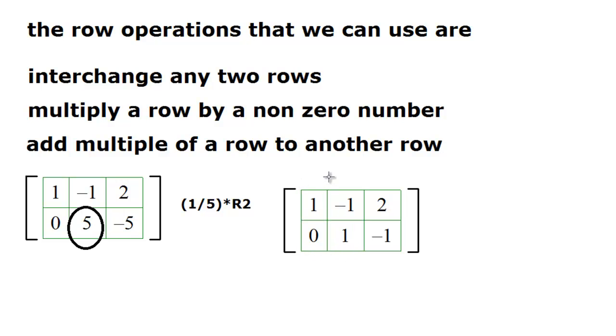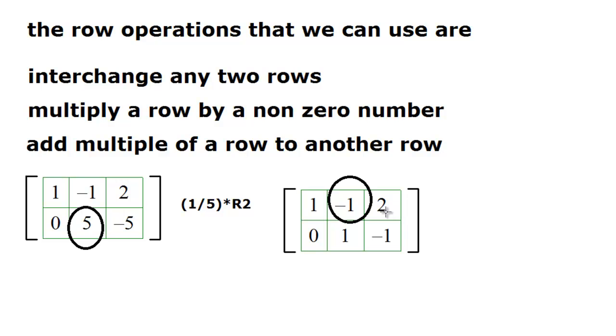Now our next strategy is what? To obtain a 0 here. So how do we obtain a 0 here? Of course, interchange is not going to help. This is not going to give us a 0. Now notice this. If I add this row with the second row, what am I going to get? 1 plus 0 is 1. Negative 1 plus 1 will give me a 0. And 2 minus 1 will give me a 1.